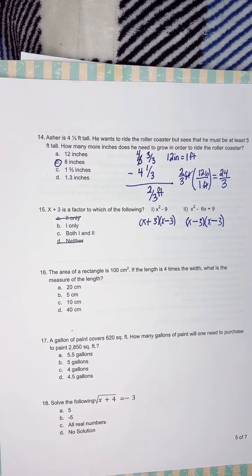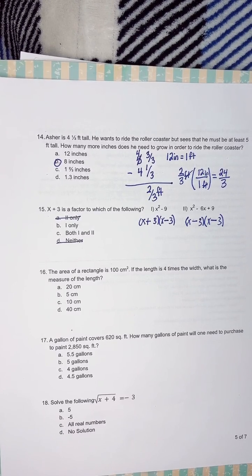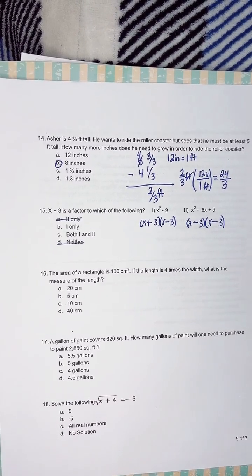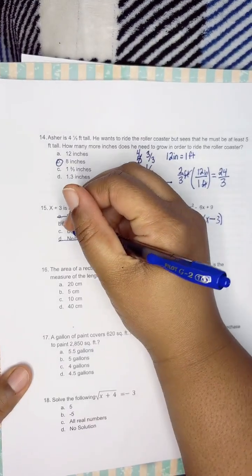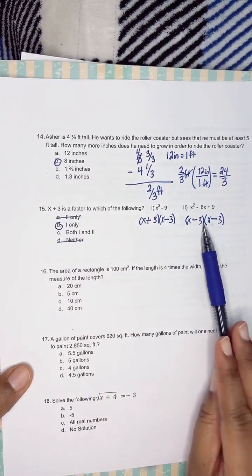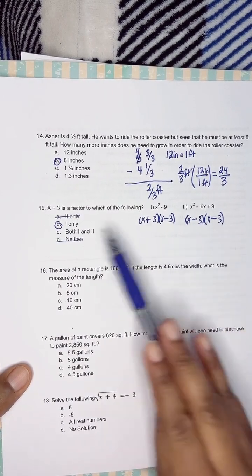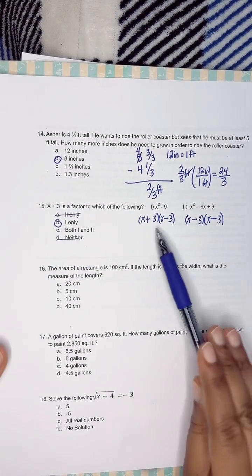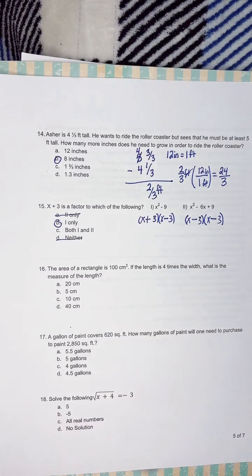C, B, B. Yes, it can only be B. See, because it's looking for the x plus 3. Remember, this had no x plus 3. So we only saw one x plus 3 in I. Does that make sense?